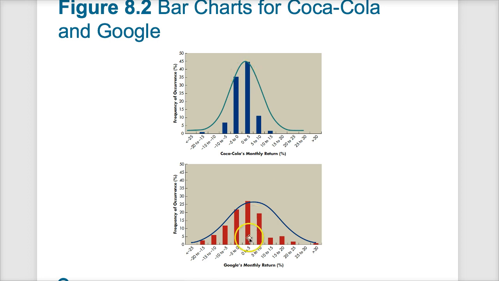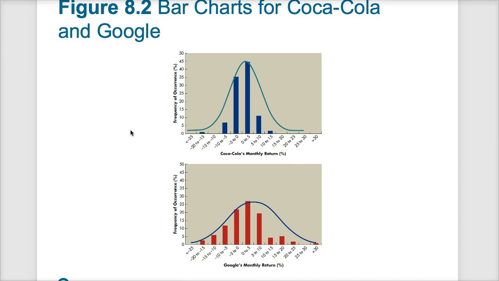And that's the same for Google's monthly return, with 0 to 5% being the most common, but it has a lower frequency of occurrence. So the returns for Google have a more flattened curve, where there's a chance of losing more money on one end and making more money on the other tail, whereas Coca-Cola is tied up in a tighter distribution.